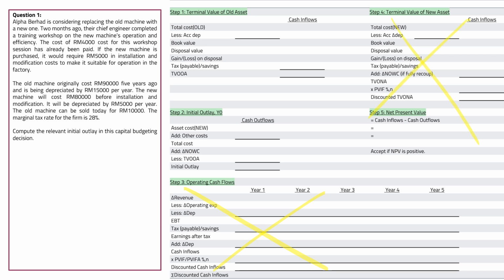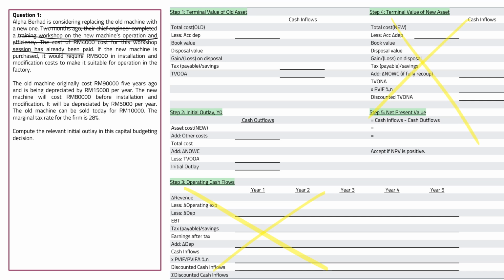Alpha Berhad is considering replacing the old machine with a new one. This is a replacement project. 2 months ago, the chief engineer completed a training workshop on the new machine's operation and efficiency. The cost for this workshop has already been paid. Therefore, this is a sunk cost, and there's nothing we can do about it, because no matter if we continue on with the old machine or we choose the new one, this 4,000 ringgit cost is not changed, so it's not relevant to us.